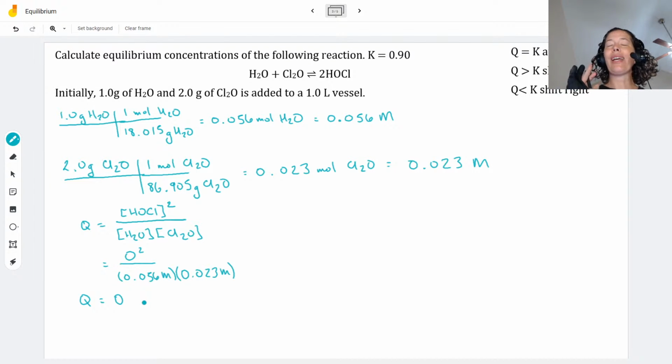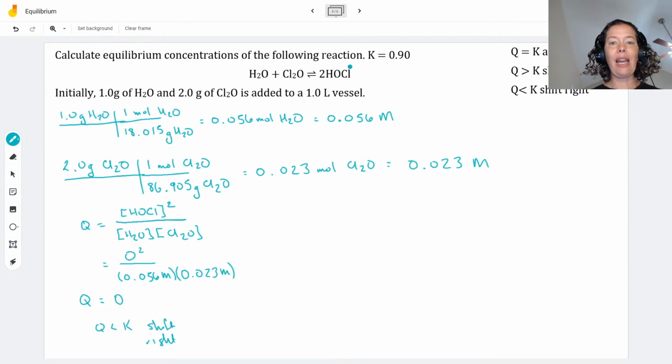But I know that kind of throws people a little bit when Q equals 0, but Q equals 0 actually doesn't mean anything on its own. We still have to compare it to K. And in this case, we have a K of 0.9. So our Q is less than K. So we are going to shift to the right, which totally makes sense because we need to make product. We have no product, that is 0. So again, Q equals 0 doesn't mean anything specifically. It just means compared to K that this reaction is going to shift to products, or it's going to shift to the right. All right, so now we know which way it's going to shift.